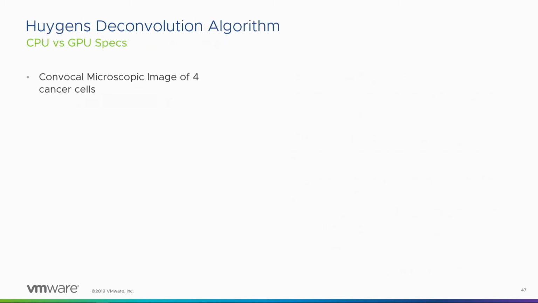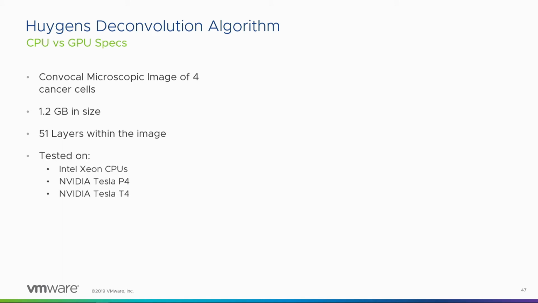And if we look at why a GPU in this case, the specific image you saw, we took a crop of that, and it contains 4 cancer cells. It's 1.2 gigs in size. It has 15 Z layers, so layers stacked on top of each other. And we tested that single iteration, that single crop of the giant image, on a couple of different Xeon CPUs, a Tesla P4 and a Tesla T4.